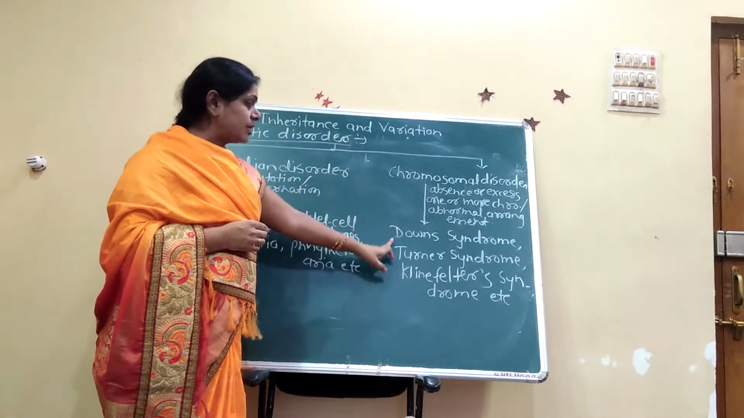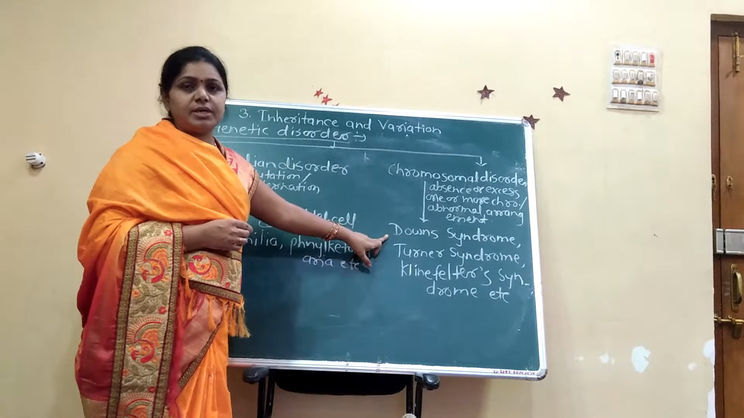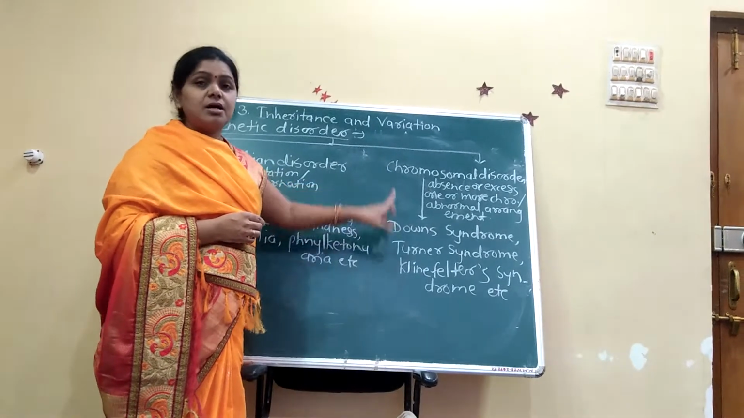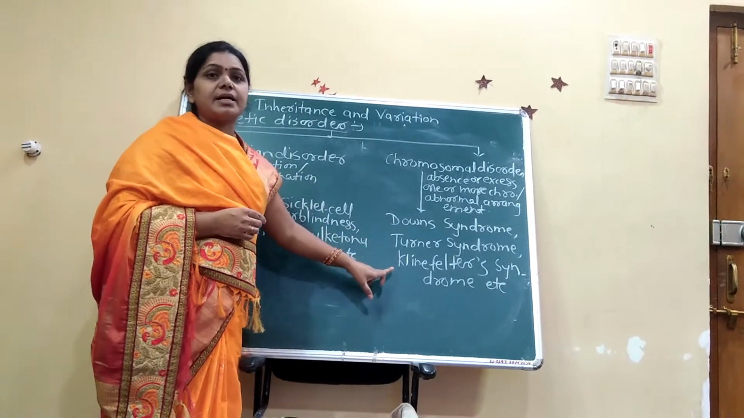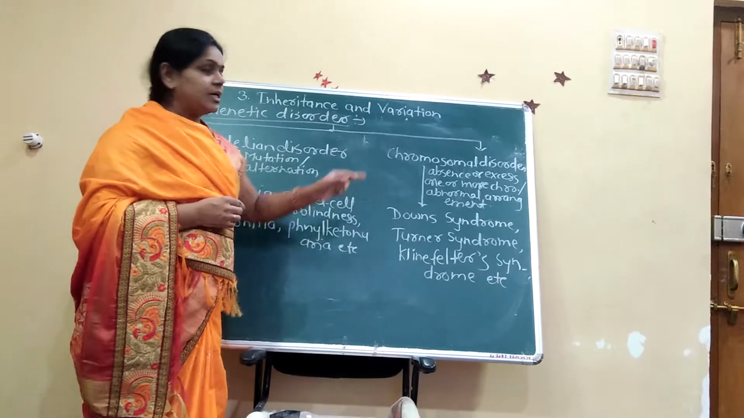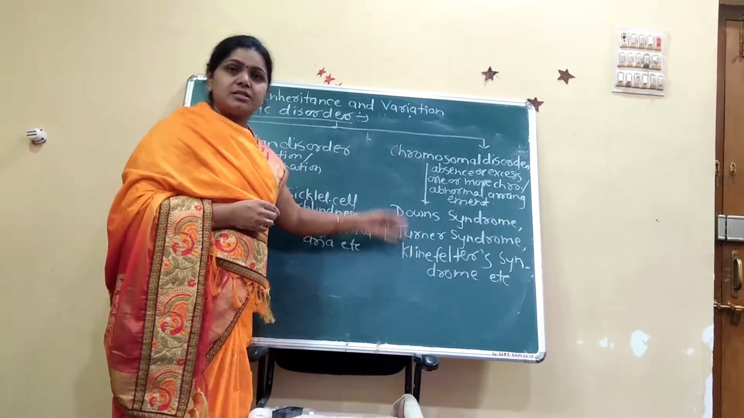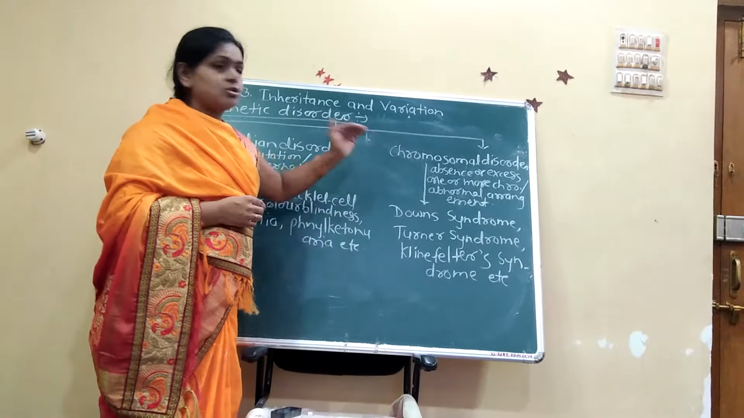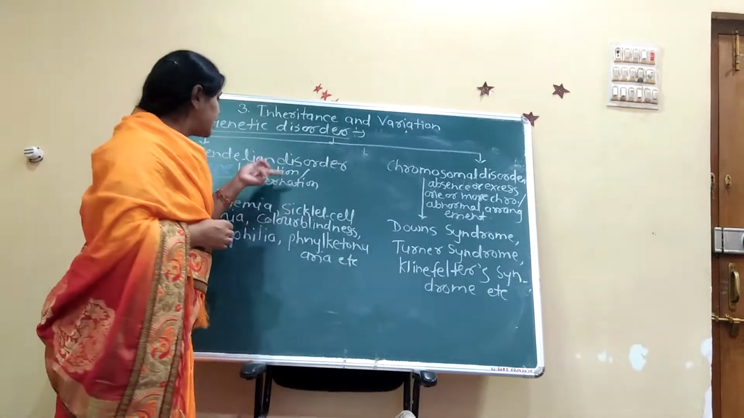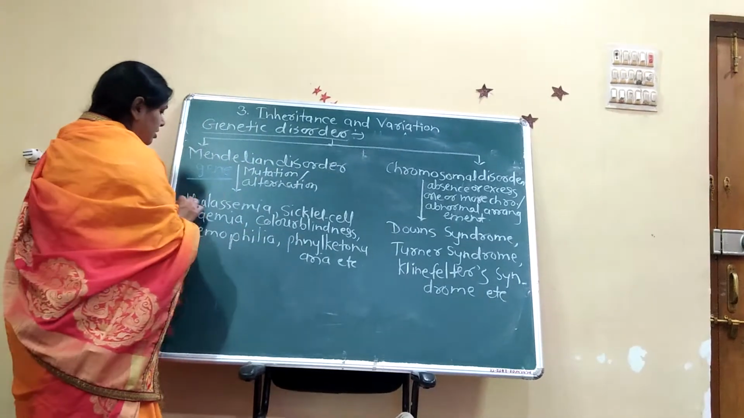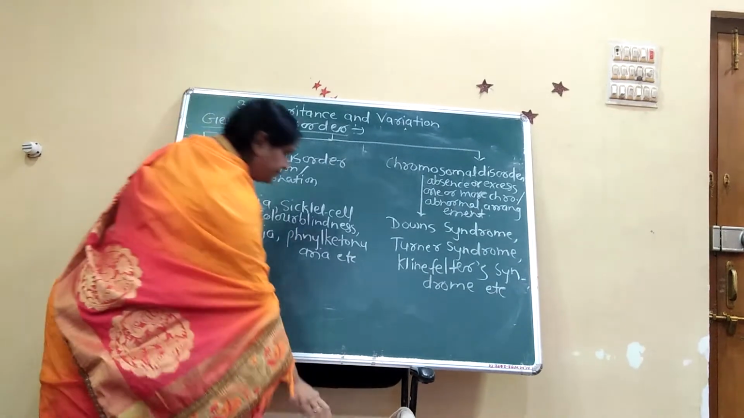In chromosomal disorder, Down syndrome is one of the chromosomal disorders. Turner syndrome and Klinefelter syndrome are examples of the chromosomal disorder. Now we see in the Mendelian disorder, what is thalassemia?